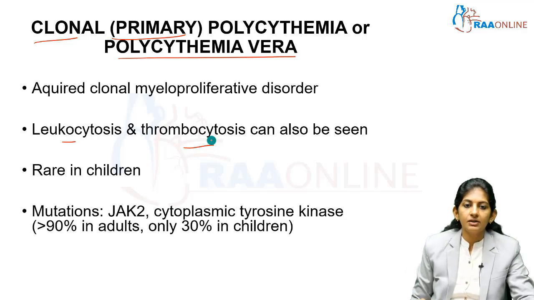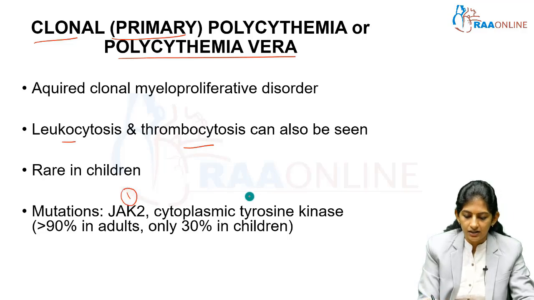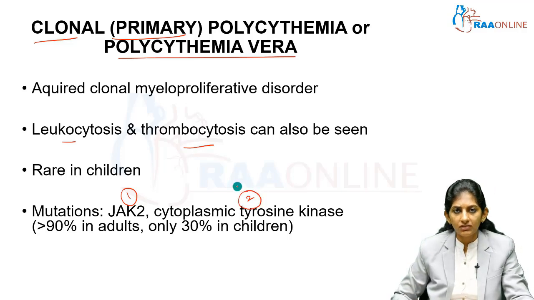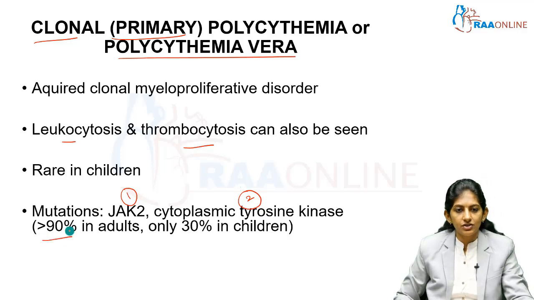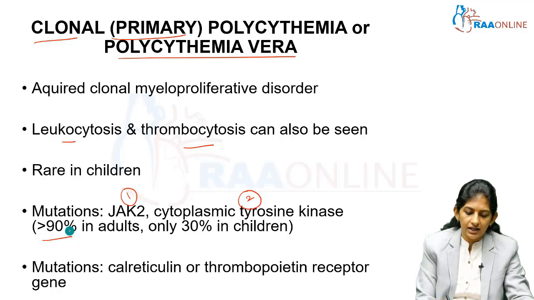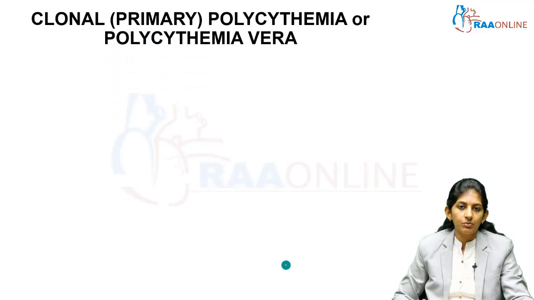So, what are the genetic mutations? Two mutations we can remember. One is the JAK2 mutation, another one is a cytoplasmic tyrosine kinase. JAK2 mutation is the most common mutation. More than 90% of adults have the JAK2 mutation. And other mutations that are seen in children are calreticulin and thrombopoietin receptor gene mutation. So, this is about primary polycythemia.